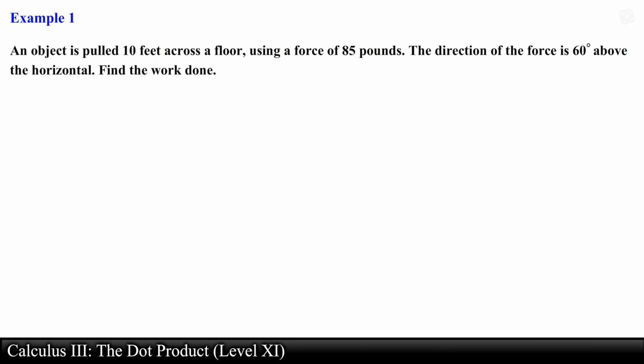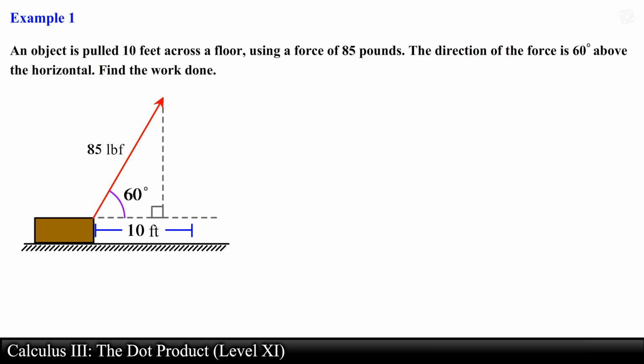An object is pulled 10 feet across a floor using a force of 85 pounds. The direction of the force is 60 degrees above the horizontal. Find the work done. Alright, let's first draw a diagram of the problem. We're asked to find the work done when an object is pulled by a constant force directed at an angle. So we go ahead and use the definition of work. In this case, the force dotted with the displacement.